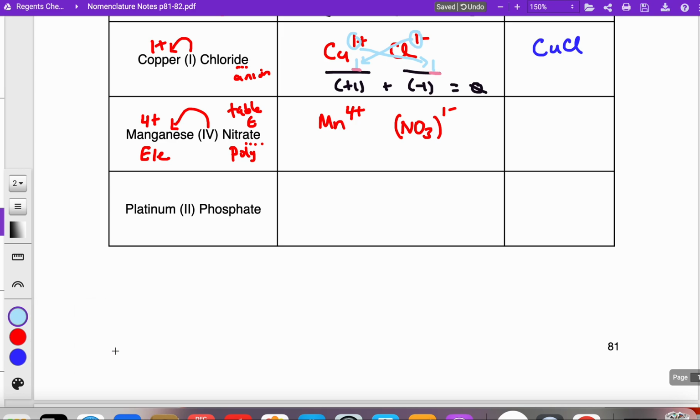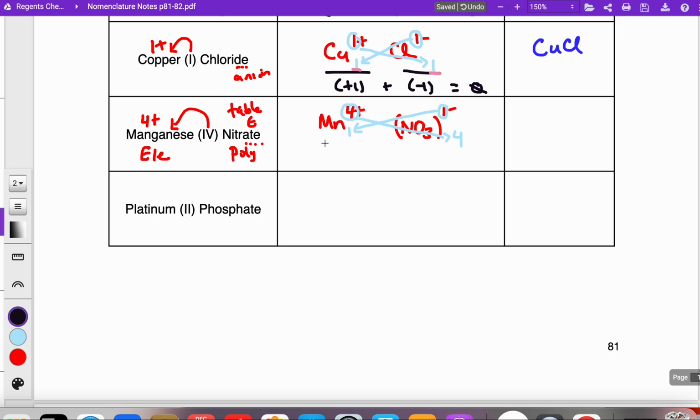I will utilize the crisscross method to figure out the subscripts. So I take the magnitude of the Mn and I cross that down to outside the parentheses of the poly, telling me I need 4 NO3 units. I take the magnitude of the nitrate's shared charge and make that the subscript for the Mn.